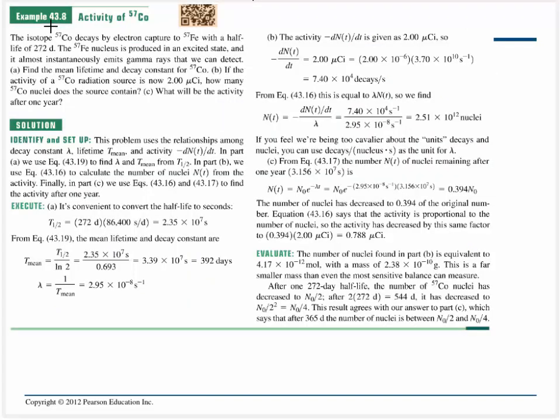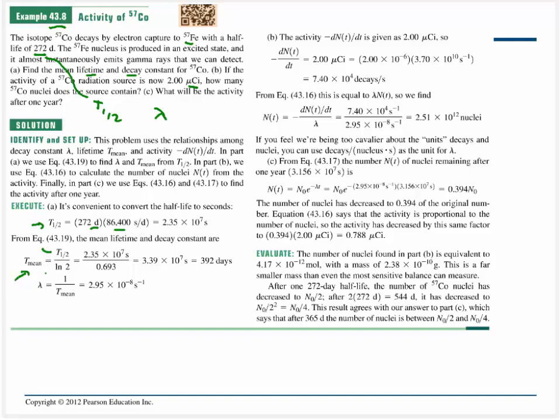So let's take a quick look at the activity of cobalt in example 43.8. We know it's going to decay into iron, and it has a half-life of 272 days. So that is simply going to be T1/2. And what we're looking for is the mean lifetime, so T mean, as well as the decay constant lambda for this guy. And the only thing that's really kind of tricky about these activity problems is just paying attention to your units. So always work in seconds, and always change your curies into decays per second. So go ahead and convert the half-life from days to seconds, and let's calculate T mean.